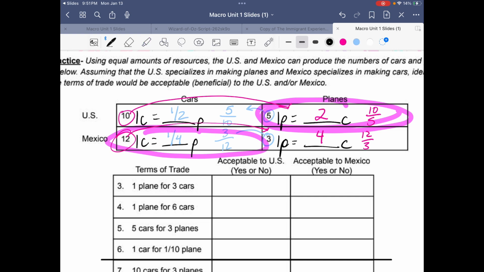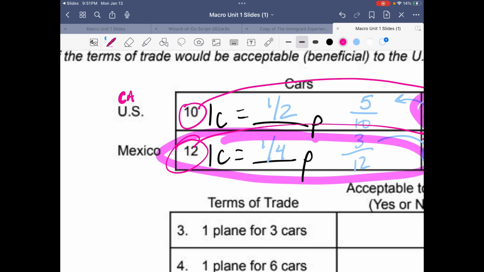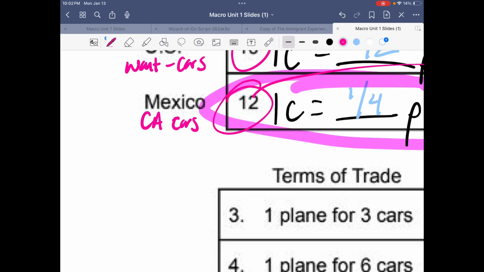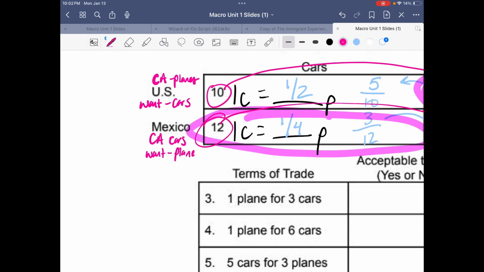So that means that they need to trade for what they don't have. So I'm going to go over here and remind myself. The U.S. has a comparative advantage in planes. So they want to trade for cars. Whereas Mexico has the comparative advantage in cars, and they need to import planes.